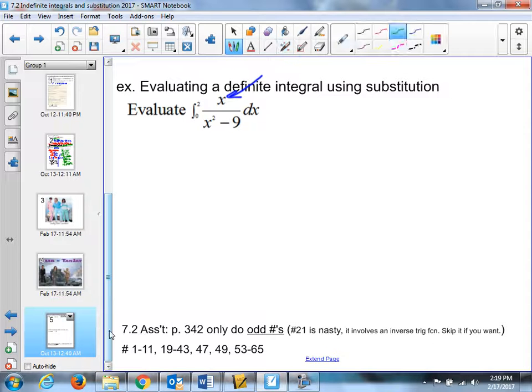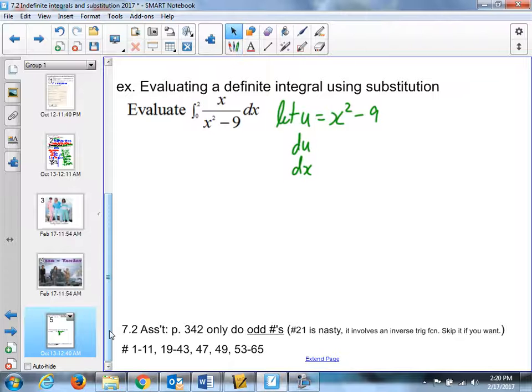Okay. So I'm going to let u equal x squared minus 9. If I do that, we do the derivative. du, normally, I'd say, by dx. But you guys remember how we're doing it a little differently now? This is 2x. But I'm not going to write it this way. I'm going to separate the variables.